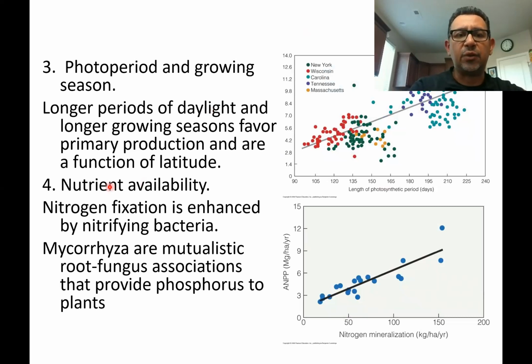And another factor is going to be nutrient availability. Nutrients can be made available to plants by the actions of beneficial microorganisms like bacteria. Also, Mycorrhiza, which is the association between a fungus and the root of a plant. Remember, the fungus can provide not only water, but also an important element, which is going to be phosphorus.